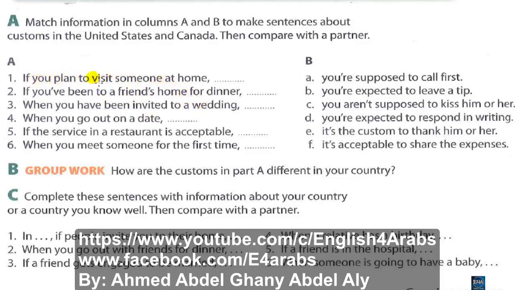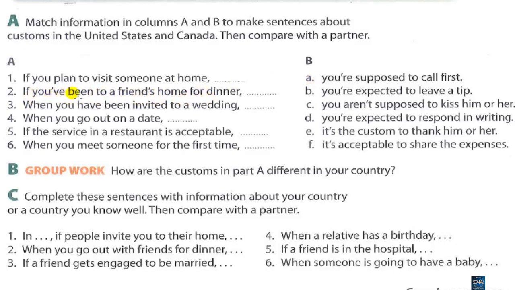1. If you plan to visit someone at home, you're supposed to call first. So number 1, A. Number 2. If you've been to a friend's home for dinner, it's a custom to thank him or her. So number 2, E.